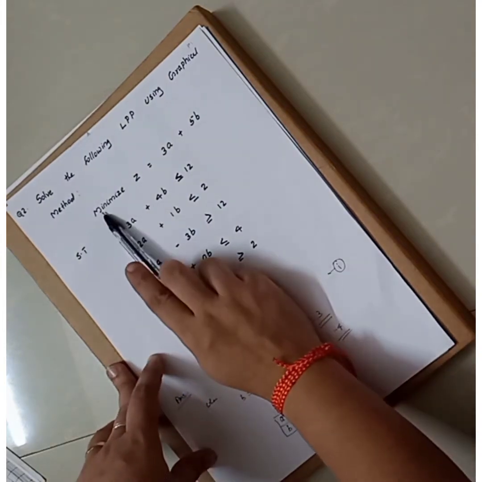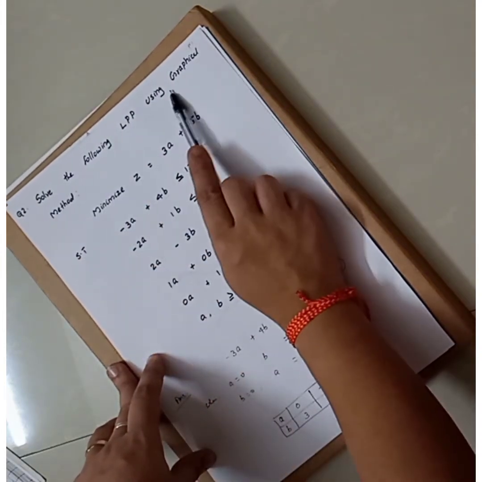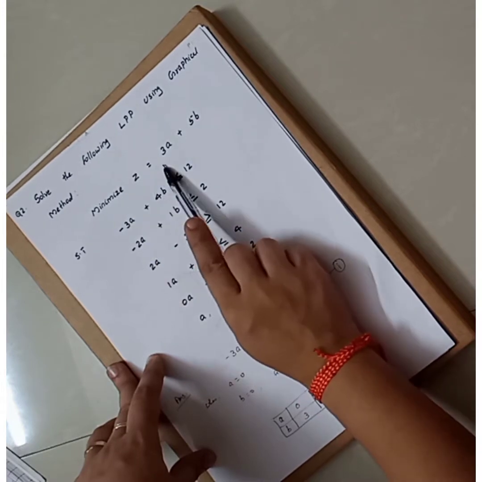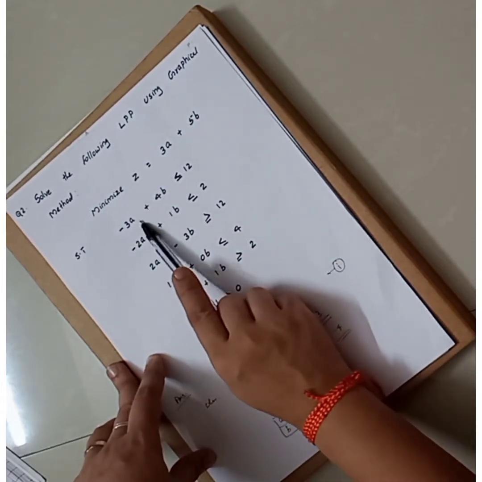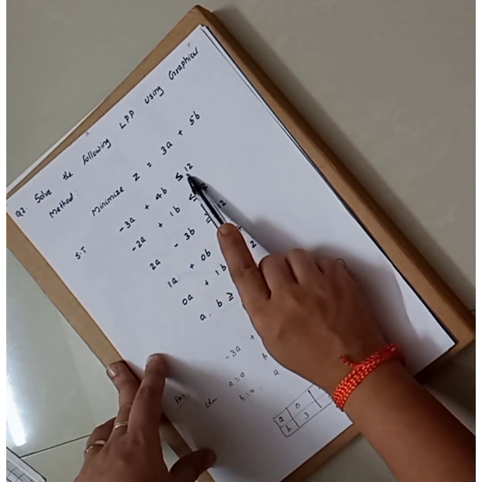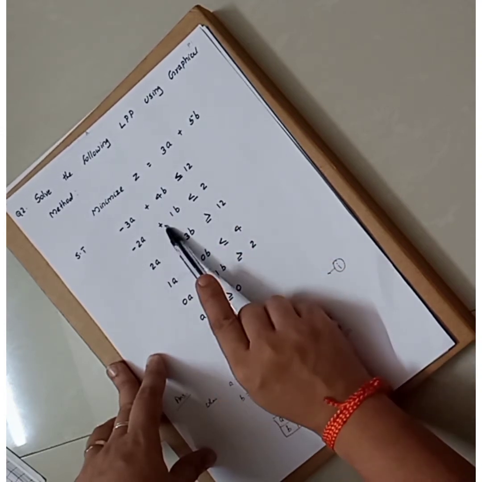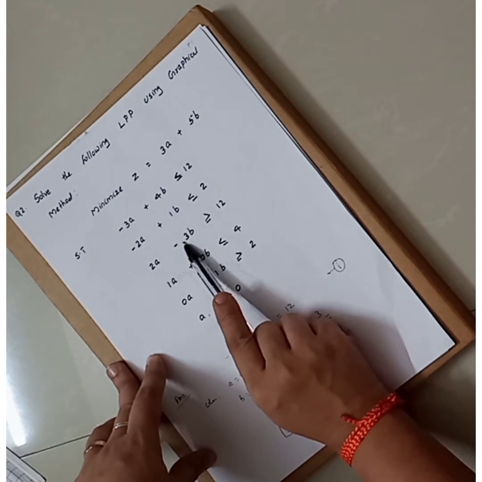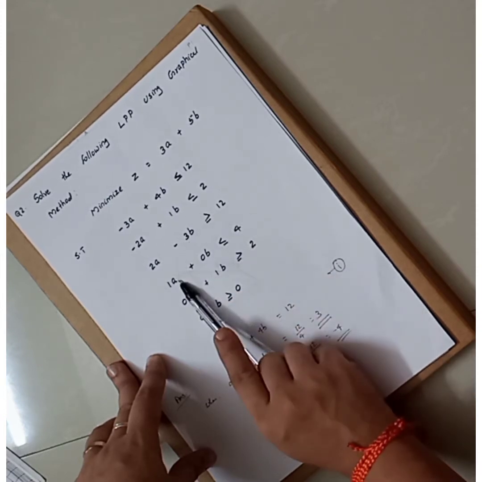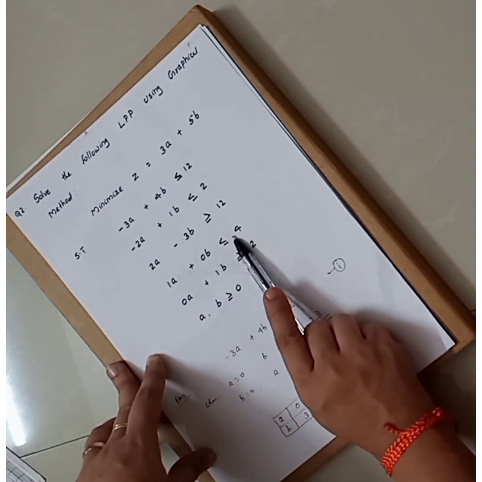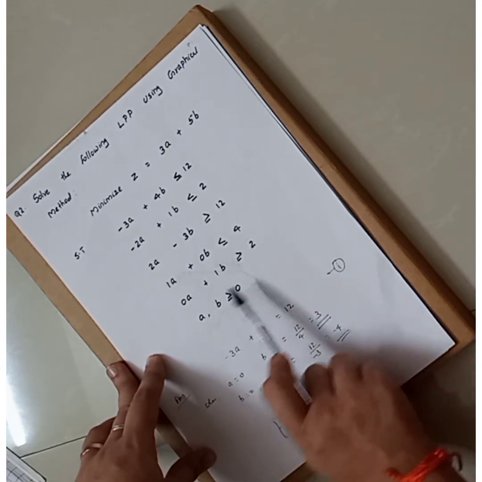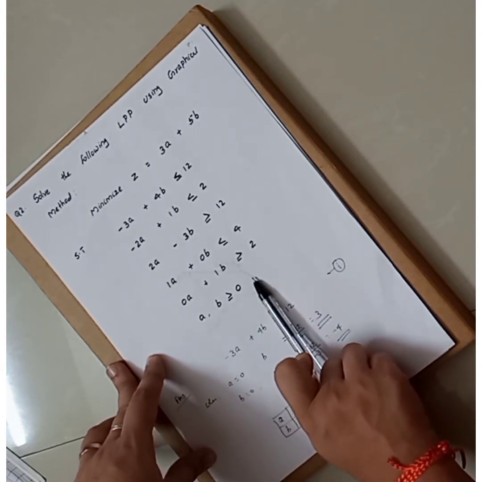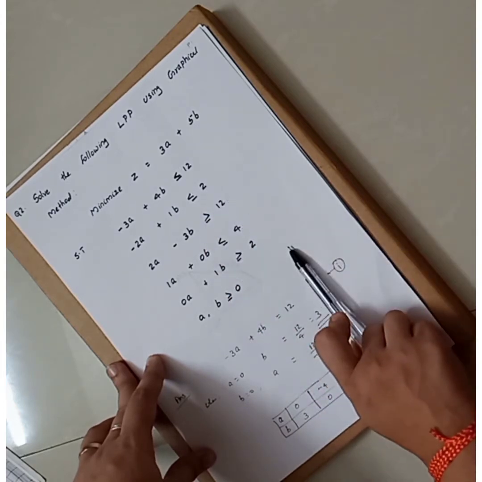Here the question is, solve the following LPP using graphical method. Minimize z equal to 3a plus 5b subject to the following constraints: minus 3a plus 4b less than or equal to 12, minus 2a plus 1b less than or equal to 2, 2a minus 3b greater than or equal to 12, 1a plus 0b less than or equal to 4, 0a plus 1b greater than or equal to 2, a, b greater than or equal to 0. So here there are 5 constraints given.